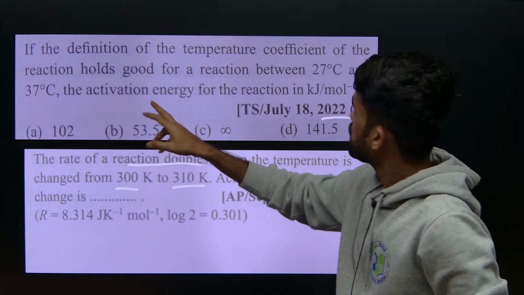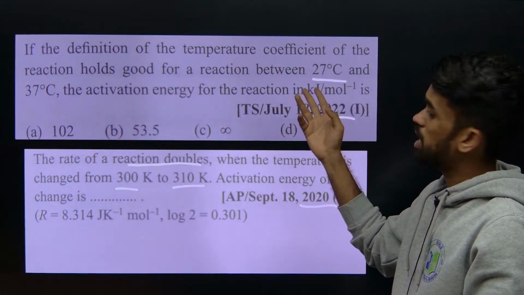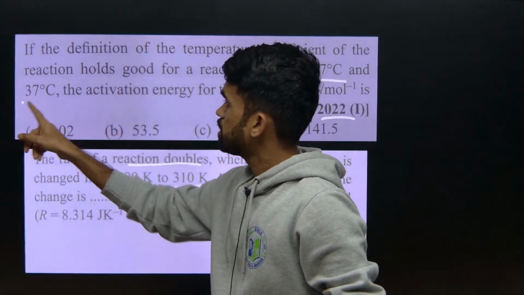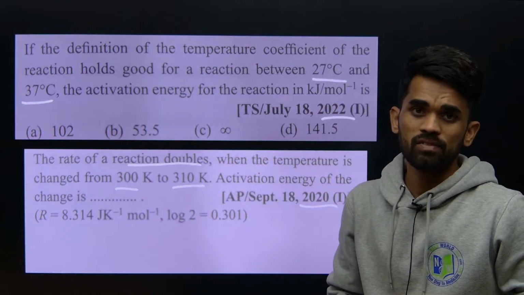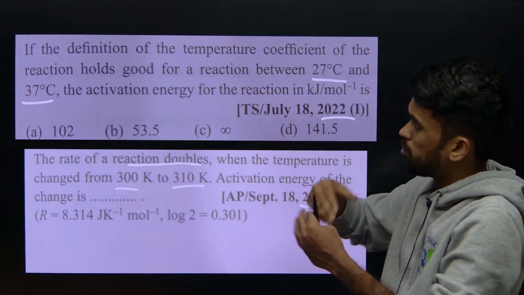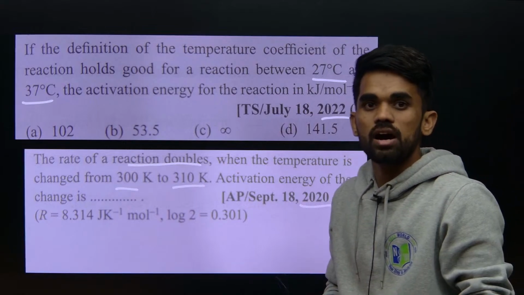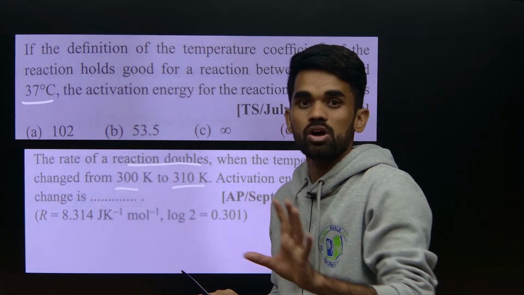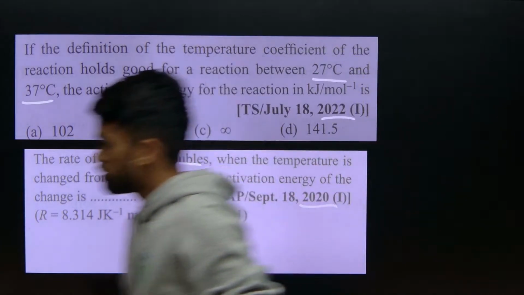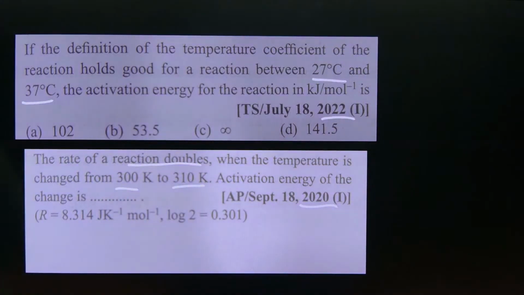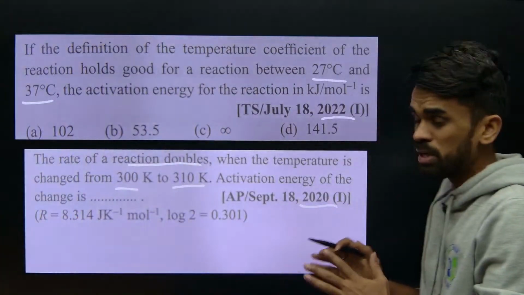Same thing, see here: 27 degrees is nothing but 300 Kelvin, and 37 degrees means 310 Kelvin. So the same question is asked multiple times, only with different terminologies used. So this is why it is very important to practice here.